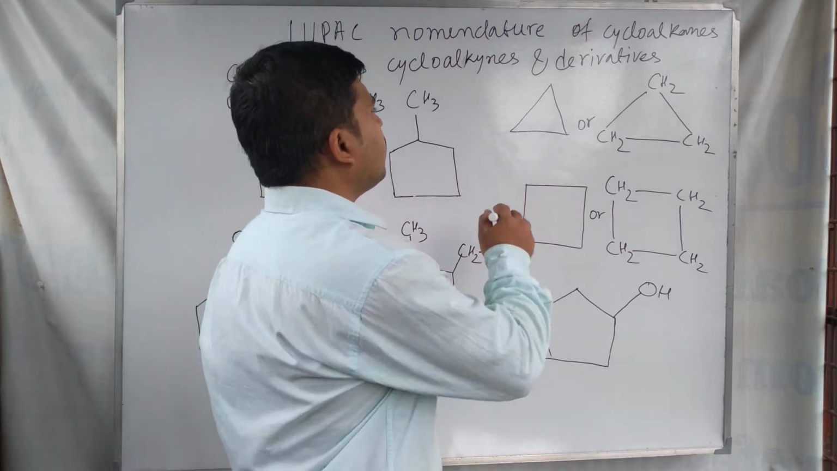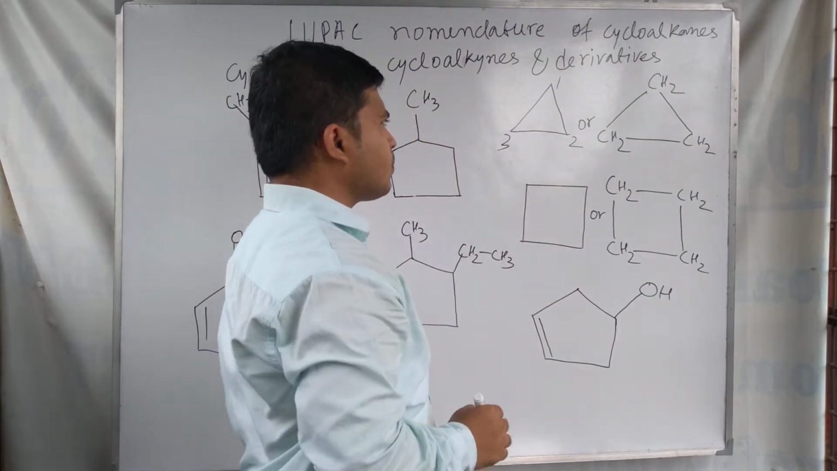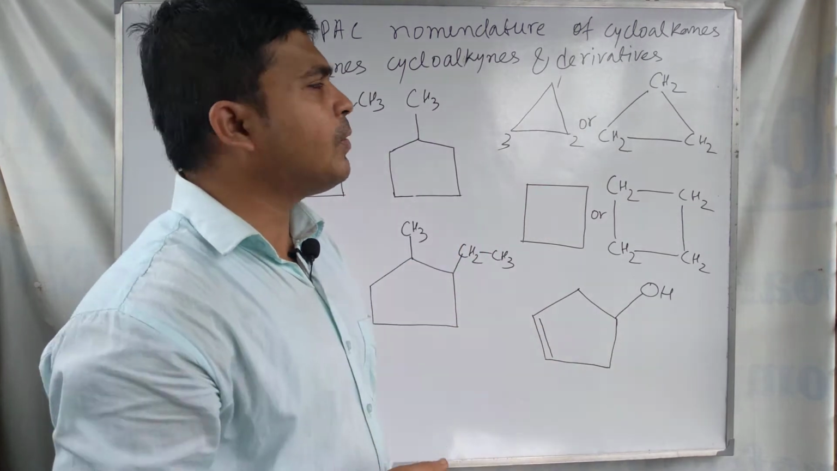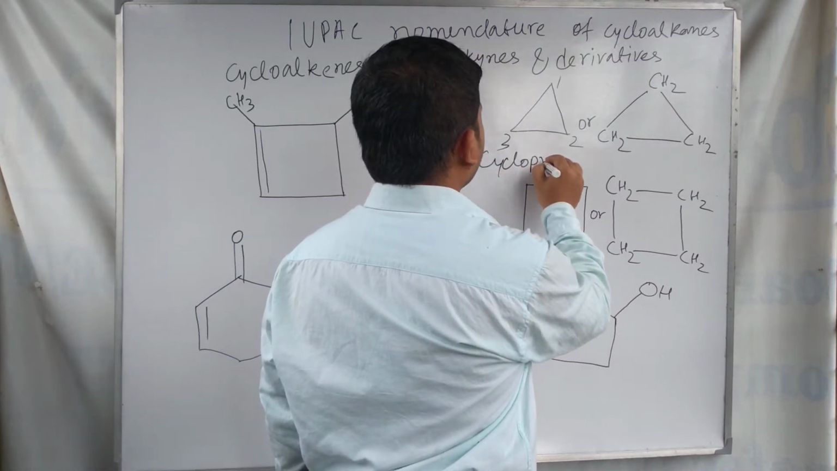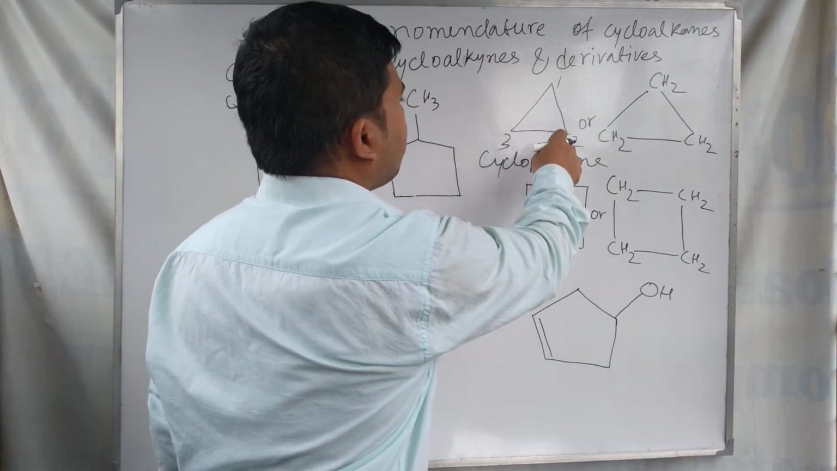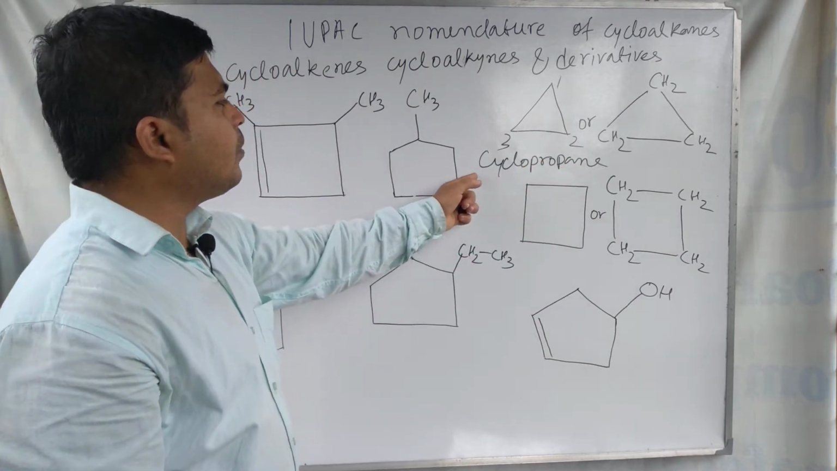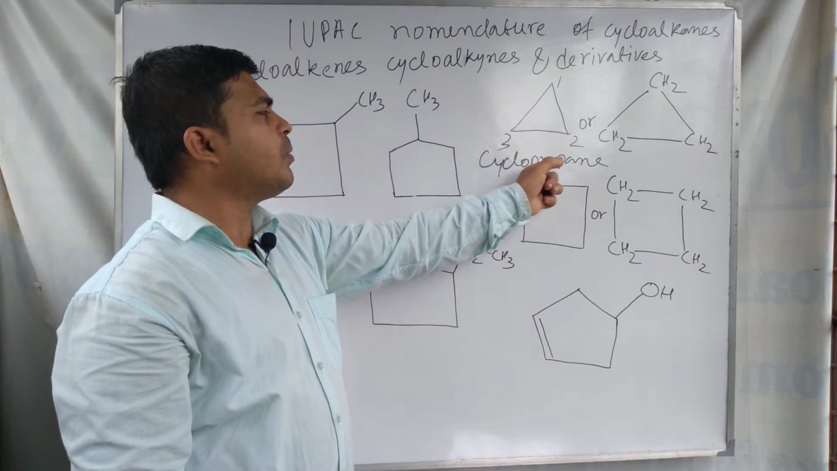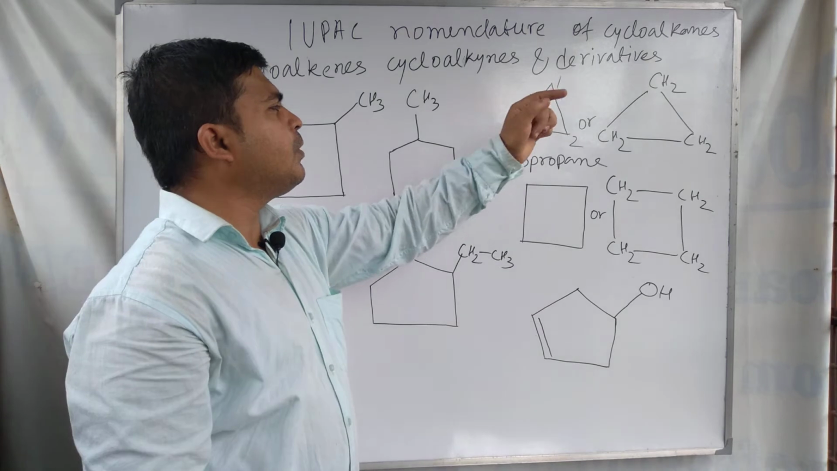In this case, what we have to do at first is numbering: 1, 2, 3. The number of carbons present in this cyclic compound is 3. So cyclopropane. All bonds are single bonds here, so ane is the suffix, cyclo is the prefix here, and prop is the root word. 3 carbons are present here, therefore it is called prop.